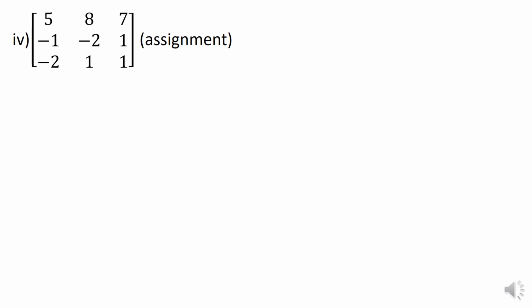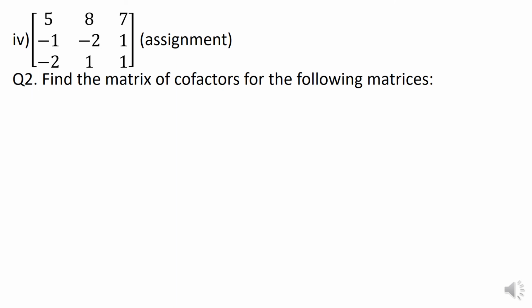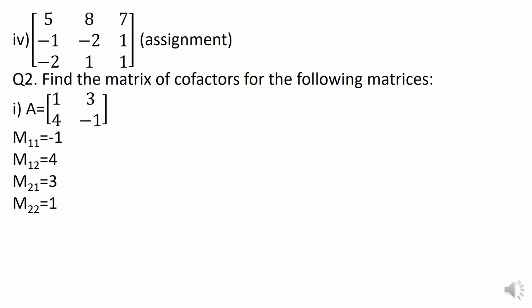Now the second type of question, find the matrix of cofactors for the following matrices. That is, one step further we go. We not only find the cofactors but form them into a matrix. The question here, A is equal to the given matrix. It's a 2 by 2 matrix. You start by finding the minors. How to find the minors? I don't have to tell you now. Yes, by ignoring the first row, first column, you find M11, which is minus 1 in this case. Similarly, you find the remaining minors which are there.